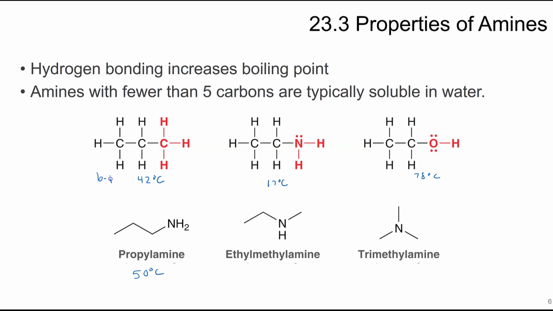These are boiling points. This has room to hydrogen bond with the nitrogen lone pair and the two hydrogens. This ethylmethylamine only has one nitrogen lone pair and the one hydrogen. This drops the boiling point to 34. That's the secondary amine. With the tertiary amine, there's a lone pair, but it can't hydrogen bond to itself. So the boiling point of this one is 3 degrees Celsius. So this one is no H bonding.